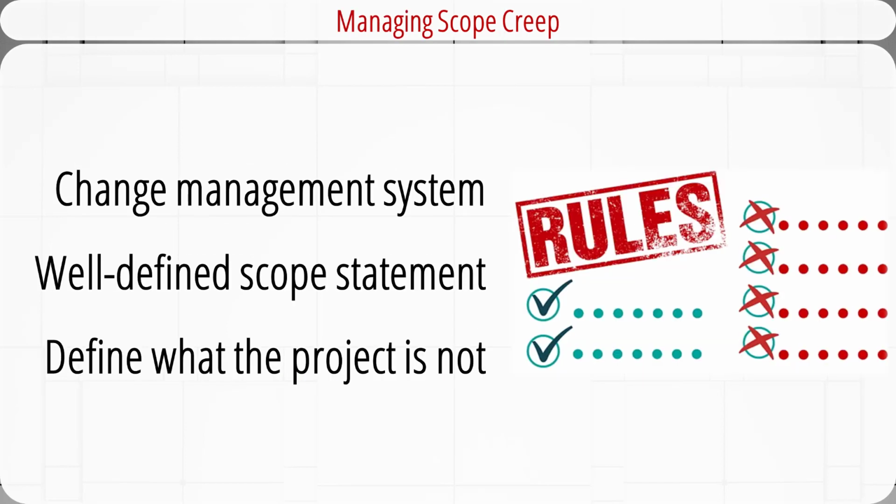Poor scope statements are one of the major causes of scope creep. To minimize scope creep, the key is to create a formal change management system. The system should clearly document the impacts of the changes on the budget and schedule. The formal approval process may scare away some frequent but trivial change requests. But the best defense against scope creep is a well-defined scope statement that details not only what the project is, but also what the project is not, which can avoid misinterpretations later.